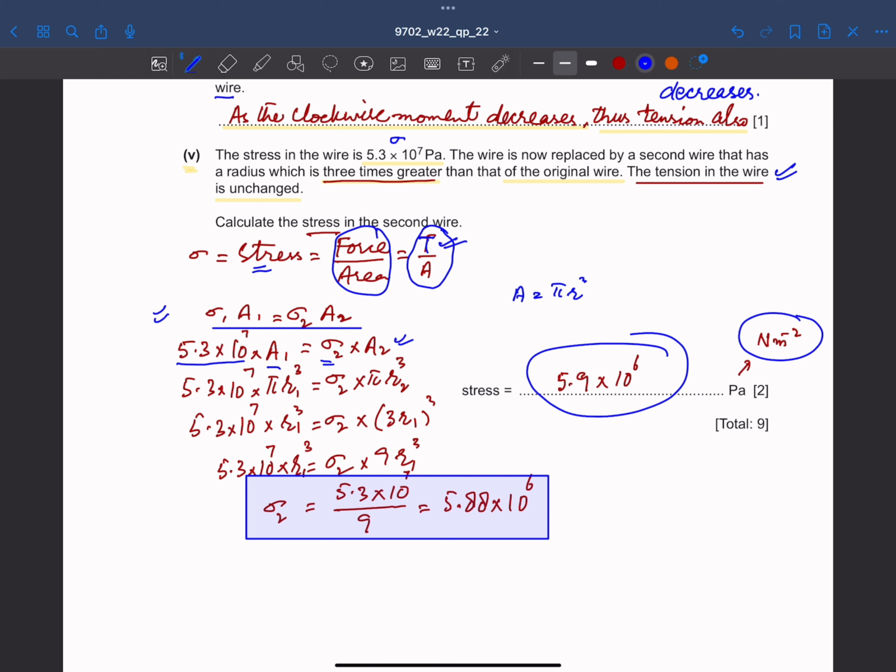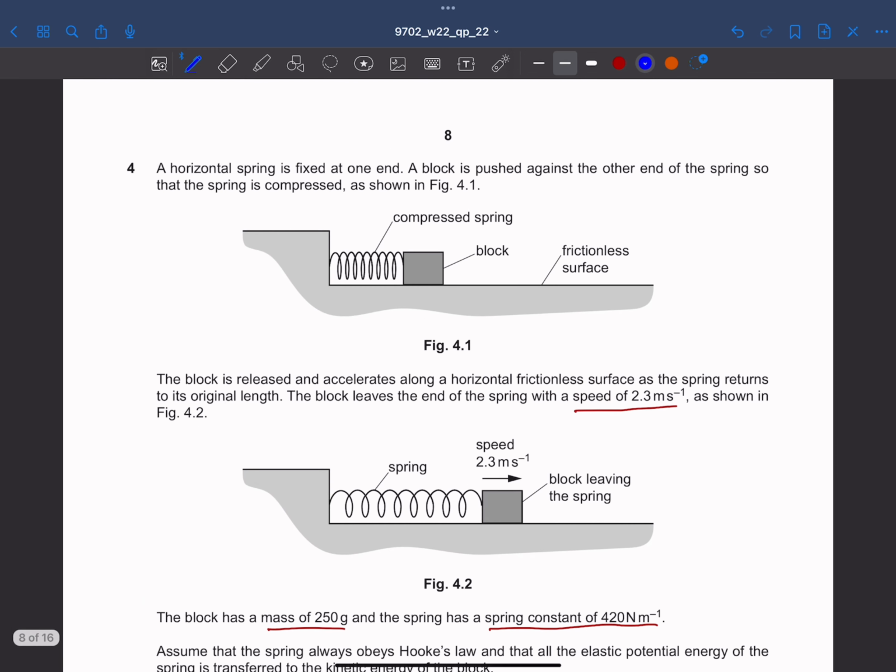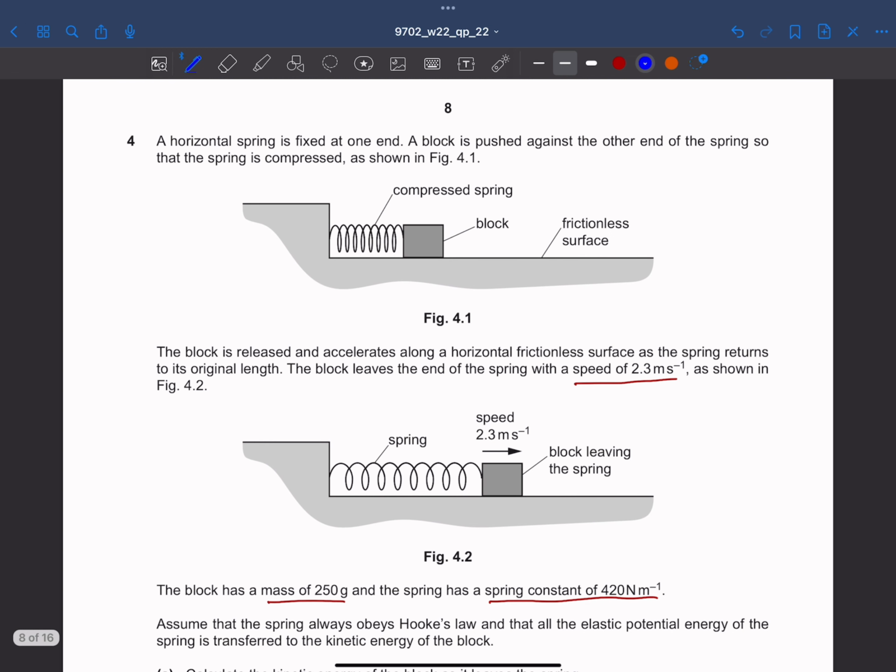Okay, so this is something which is for your new stress. Calculate the stress in the second wire. Now question 4. A horizontal spring is fixed at one end.